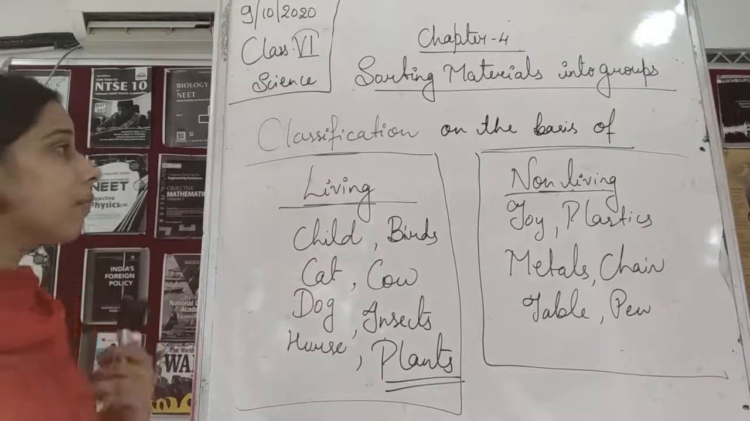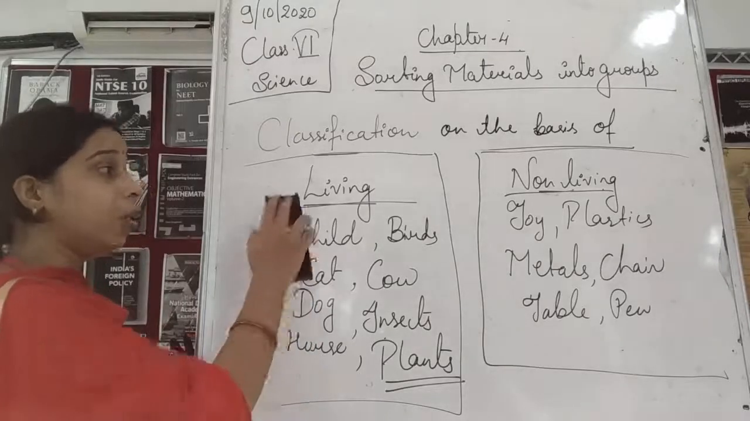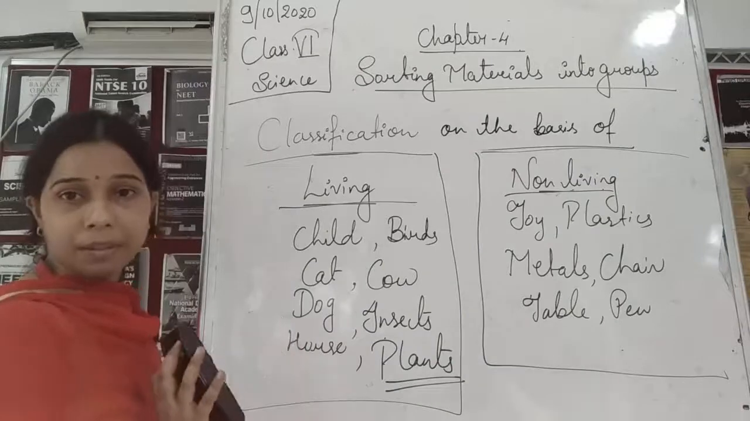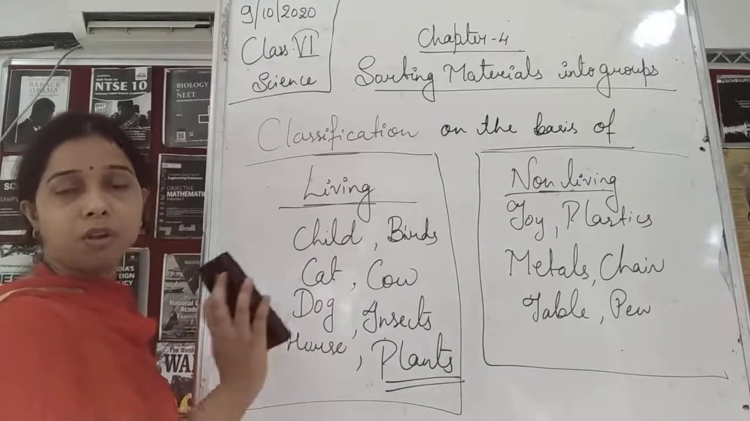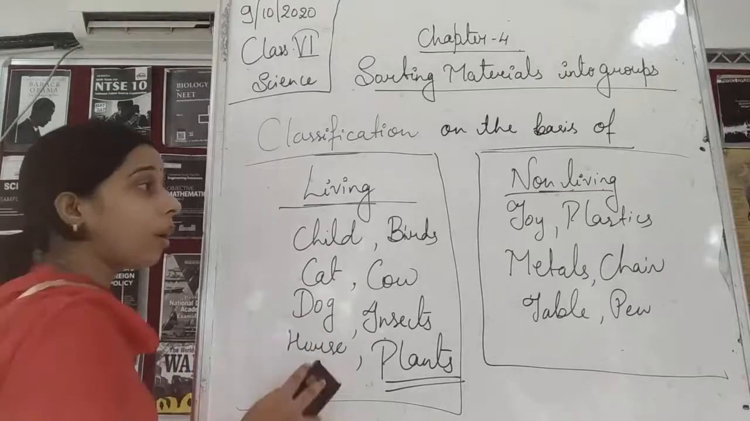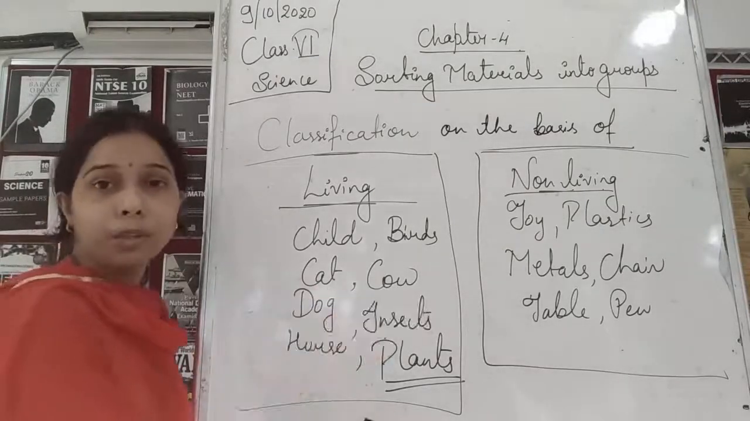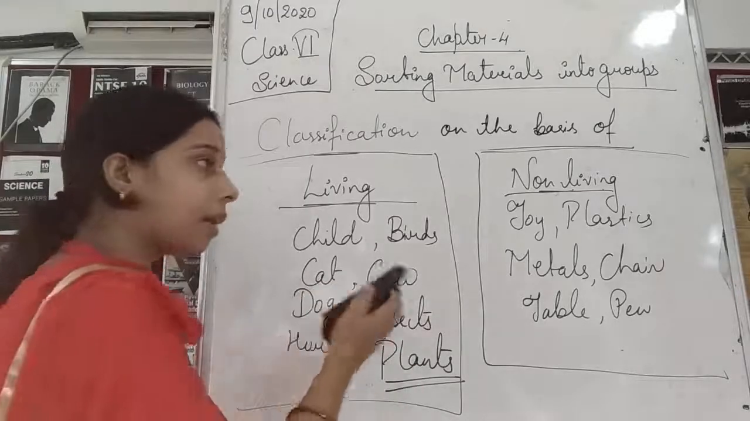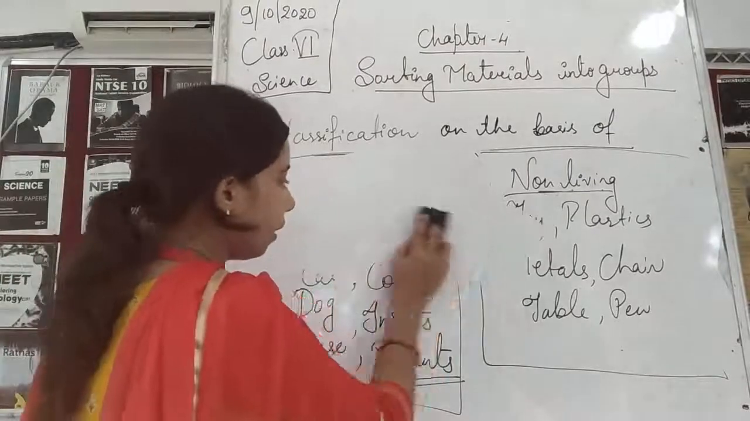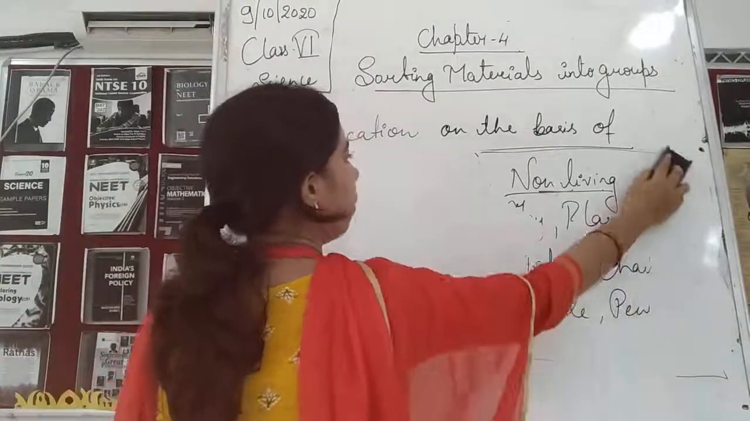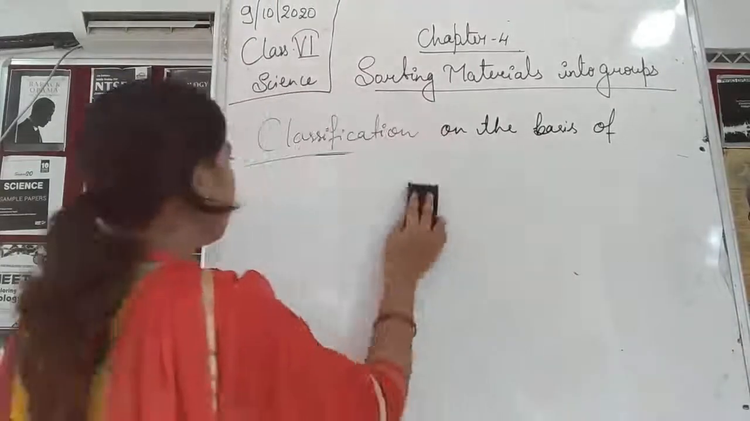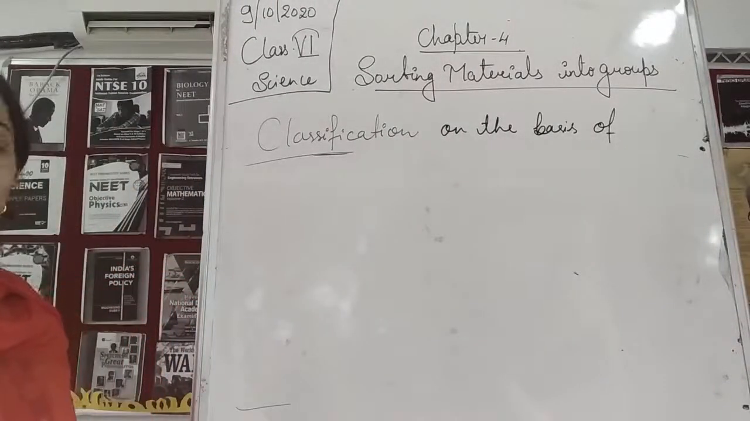If we see the second one, students, we have divided into living and non-living. This is the main group, you can say. Main classification of the objects. Now again this living and the non-living are subdivided into different groups. So first of all we will start with the living, and then we will move to the non-living. So living is again divided into subgroups.